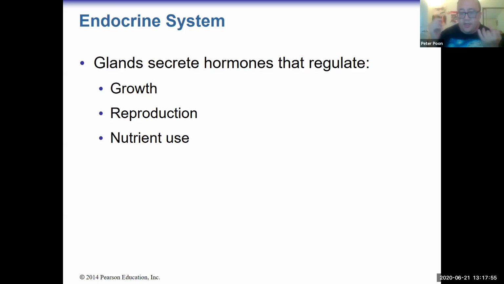Which is great, but it doesn't happen overnight. The endocrine system controls things that happen on a scale of minutes, hours, and even more, days, months, years. So it's the slow-moving control system. They control more global processes: growth, reproduction, nutrient use.